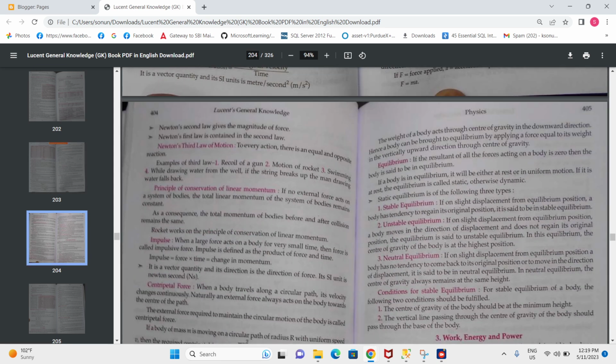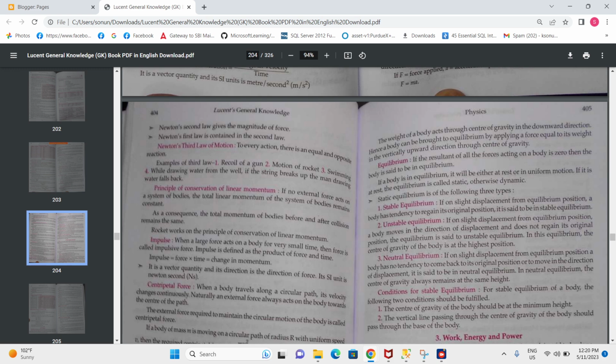Now Newton's third law of motion. To every action there is an equal and opposite reaction. Examples of the third law: recoil of a gun, motion of a rocket, swimming, and drawing water from a well. If the string breaks, the man drawing water falls back. So every action is equal to reaction. Simply, if you hit someone, the same reaction will happen on your body also. That may be invisible, but it happens. This is the third law of Newton.